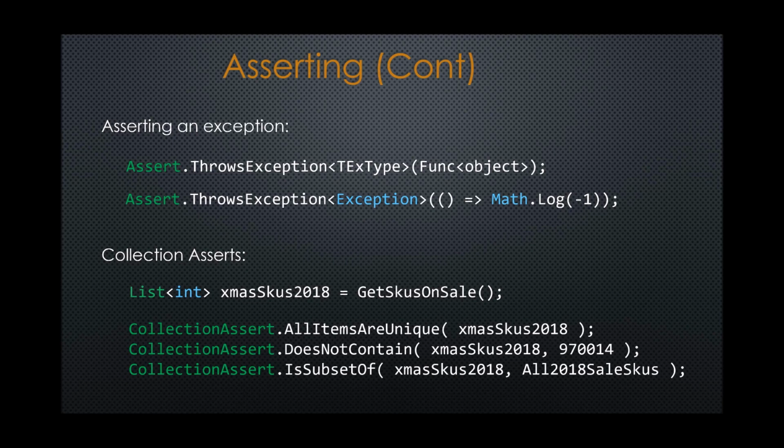In addition, if we use a particular SKU as a loss leader that should never be on sale, we could verify that the returning list does not contain the SKU. Also, we could verify the list of Christmas SKUs for 2018 is a subset of all the SKUs on sale.